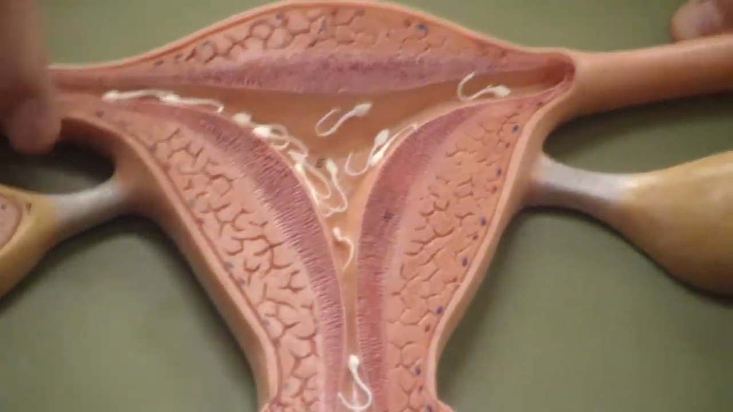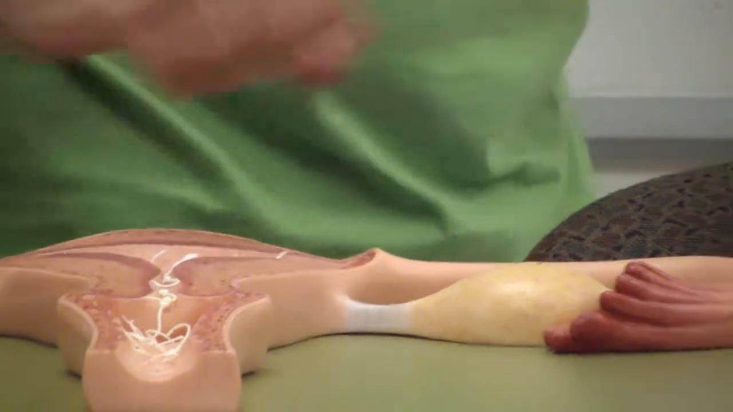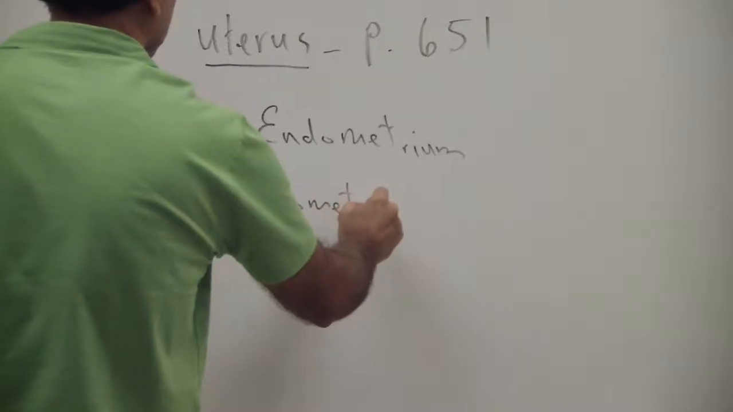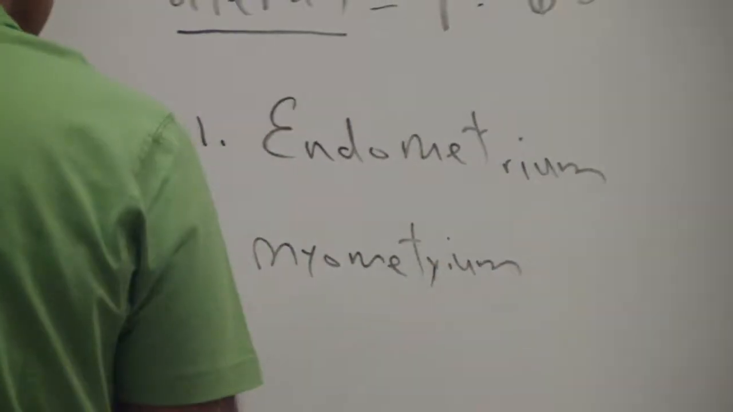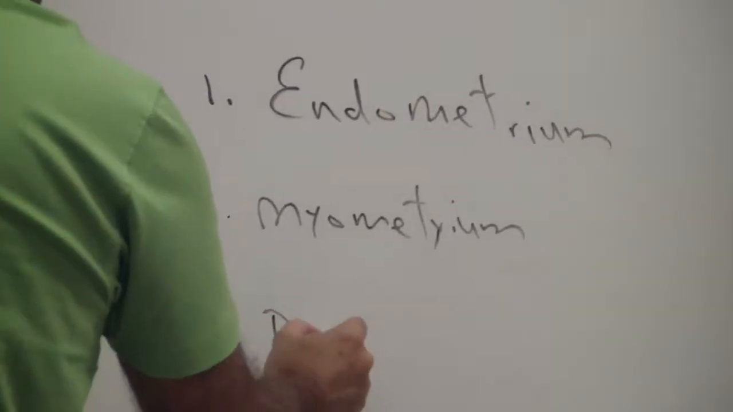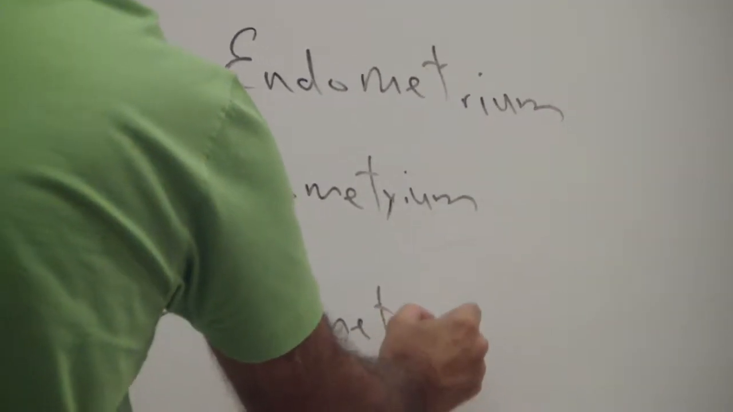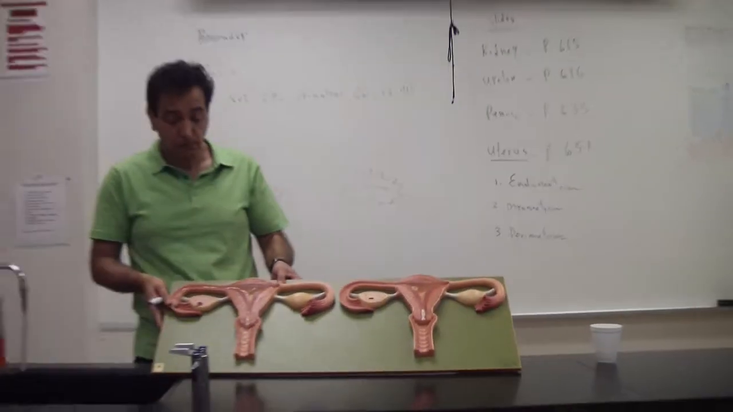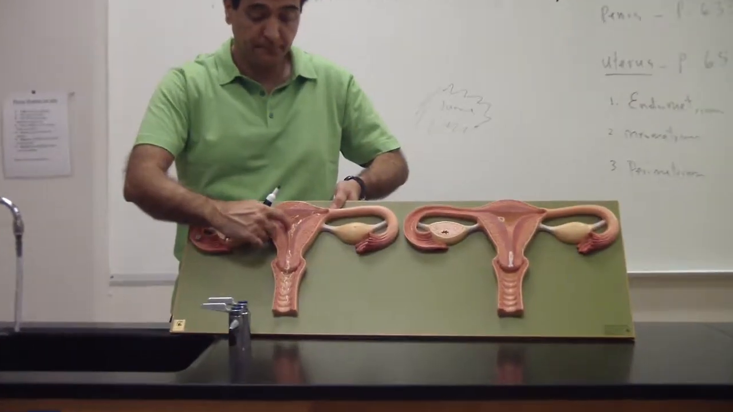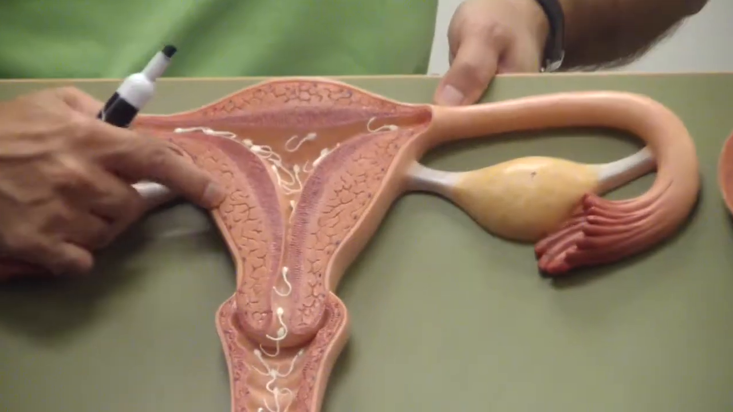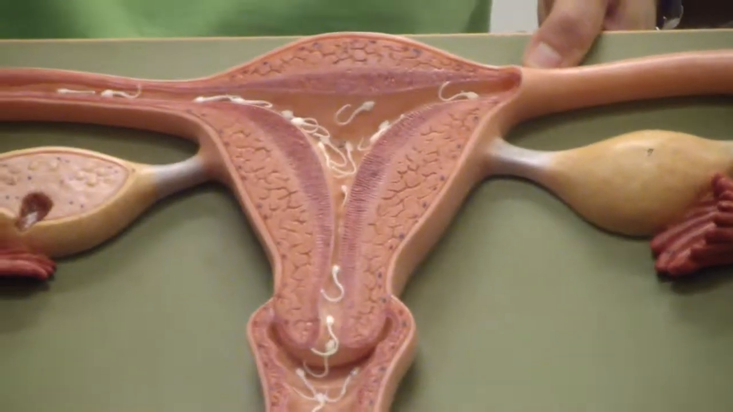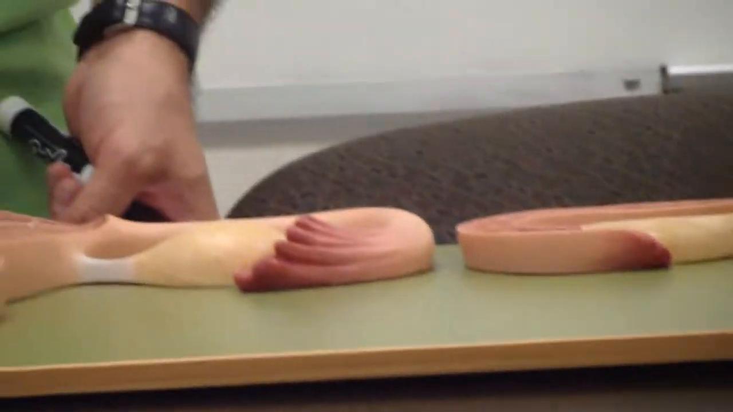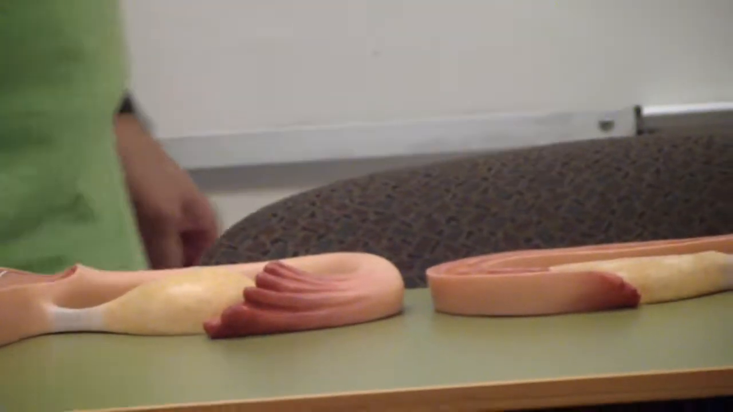The middle layer is called myometrium. And the outermost layer is called perimetrium. So, endometrium, the myometrium, and what? Perimetrium. So take a look at the picture and find those 3 layers on page, what page was that, Cynthia? 635. 635, okay.